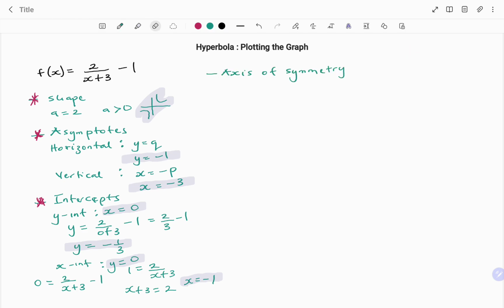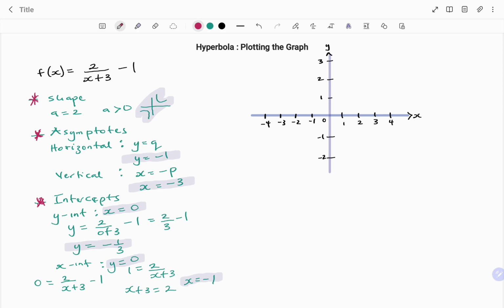Before I show you how to find the axis of symmetry, I'm going to start by drawing the graph shown, and then in the next step, I'm going to show you how to find or draw the axis of symmetry. Starting with the value of a, I know my a is greater than 0, a is 2, so my graph is going to be in the first and third quadrant.